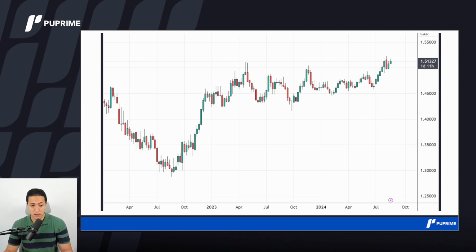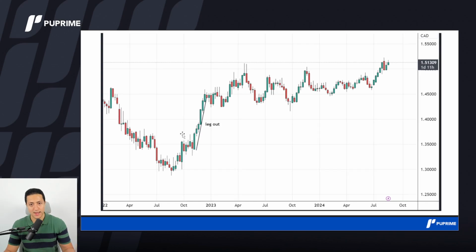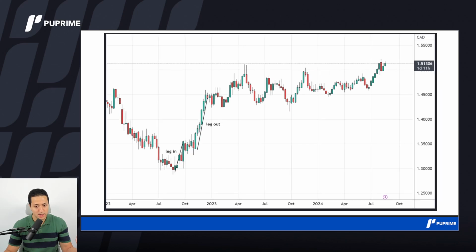What does it mean? Don't forget, what are the three steps to identify supply or demand? First, leg out. So yes, the area where you said we have some explosive candles, you're correct, this is my leg out. The second thing is the leg in. Where is the leg in? Where did this move start? If you can see here, we have some candles moving in a sideways range with high wicks. This is the base. So what's before the base is basically my leg in. This is a leg in, an upward move, and this is a huge upward move.